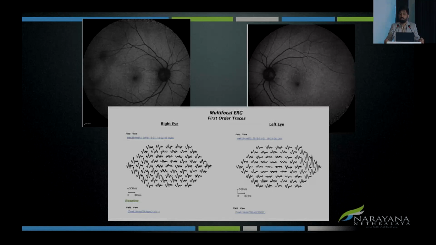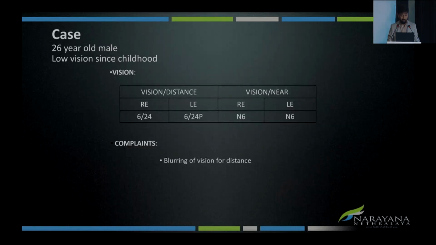So that's the beauty of ERG. It can pick up things before the structural changes can occur. So will she be happy if you put a multifocal IOL? Don't even think of that. You will be regretting it for life. Okay, fine. So sorry, this is the last case.